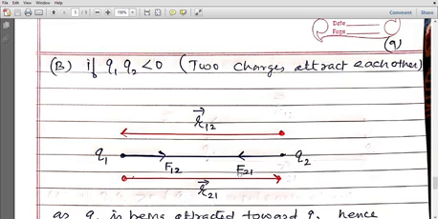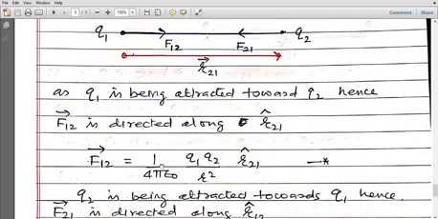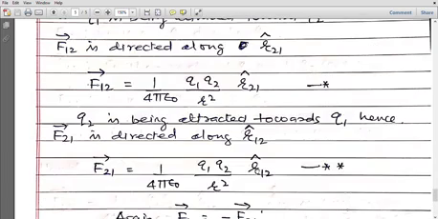Okay, so now we will write F12, force on first due to second. It is 1 upon 4 pi epsilon 0 Q1 Q2 upon R square. Now the direction of force F12 is along R21, not along R12. This is the important thing. Similarly, Q2 is being attracted towards Q1, hence the direction of F21 is directed along R12. So F21 is equal to 1 upon 4 pi epsilon 0 Q1 Q2 upon R square, now it is R12. Again, the two position vectors are opposite to each other.